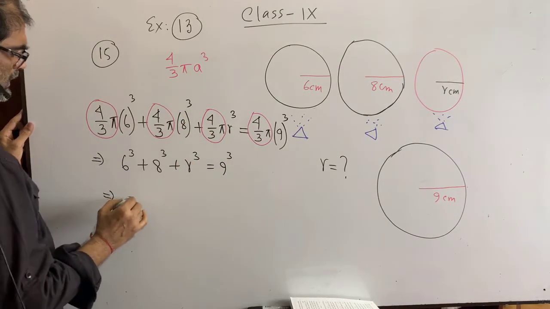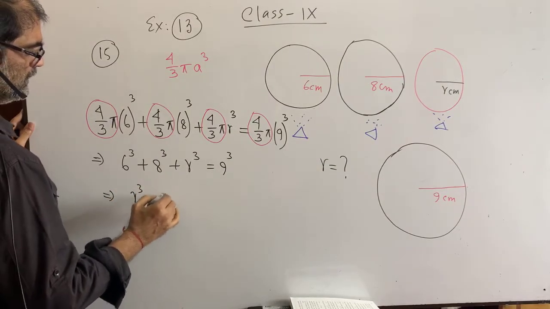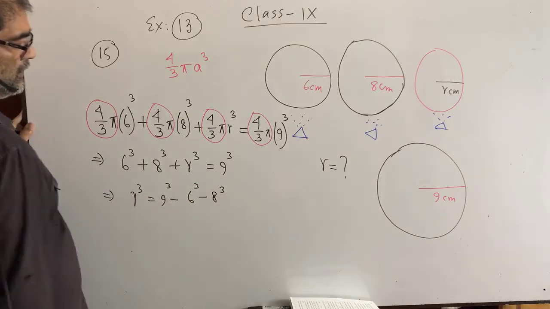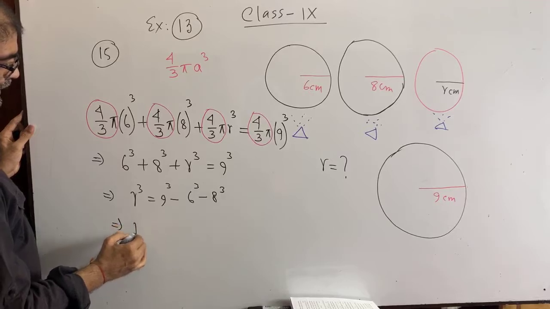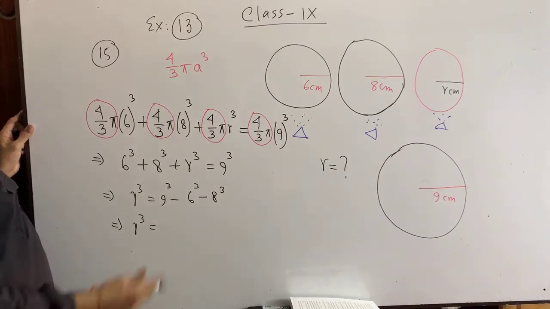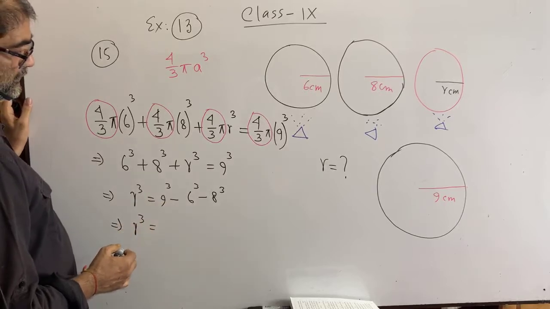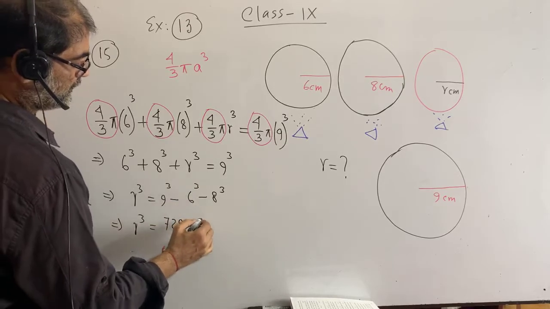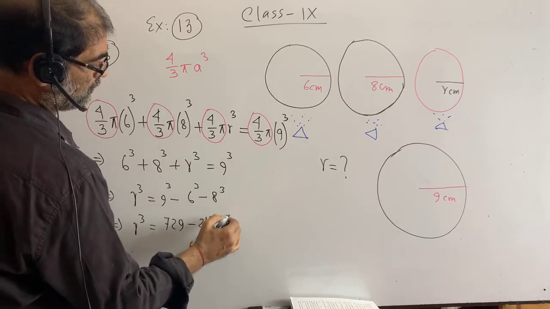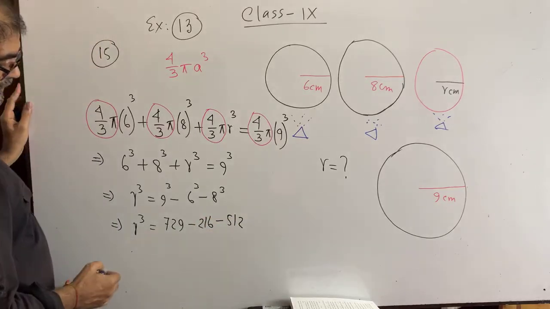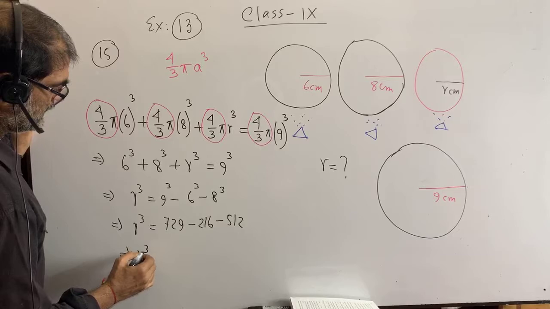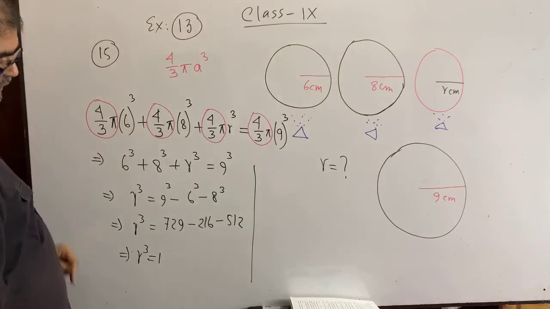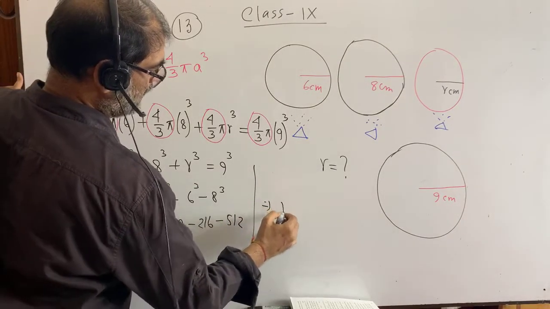That is, r cube is equal to 9 cube minus 6 cube minus 8 cube. That means r cube equals 9 cube, which equals what? Can you calculate it please? 9 cube equals 729, 6 cube is 216, 8 cube is 512. That is, we are getting r cube equals 1. That means we get r equals 1.